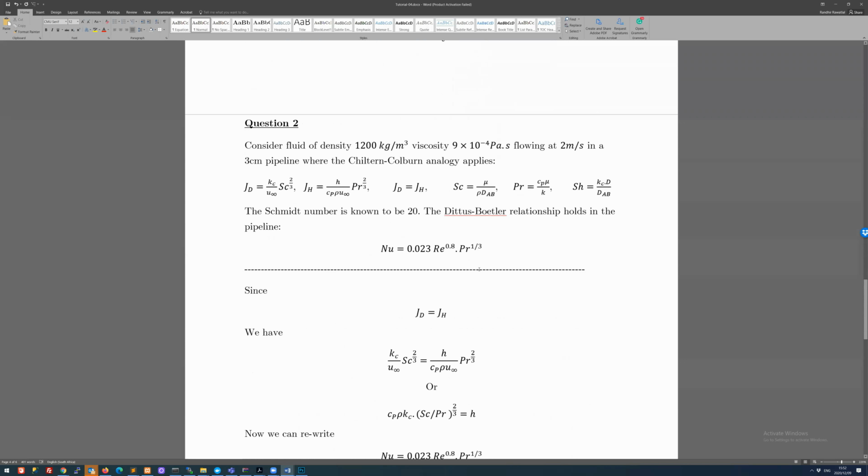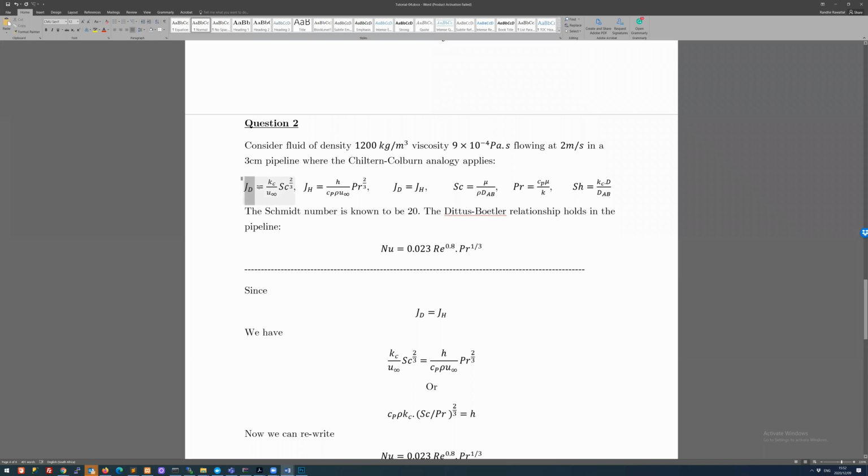All right. For the second question, we are told that we have a fluid of a given density and viscosity. So in contrast to the earlier case, now we've got density and viscosity. We are given the velocity, 2 meters per second, and the diameter, 3 centimeters. And we are told that Chilton-Colburn can be used.